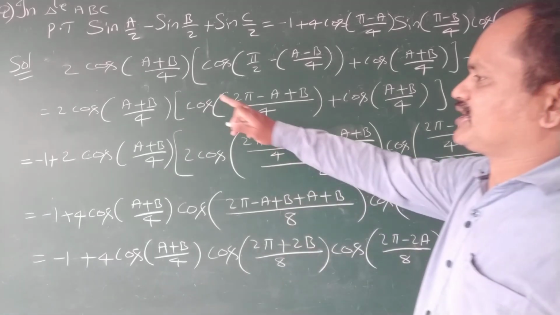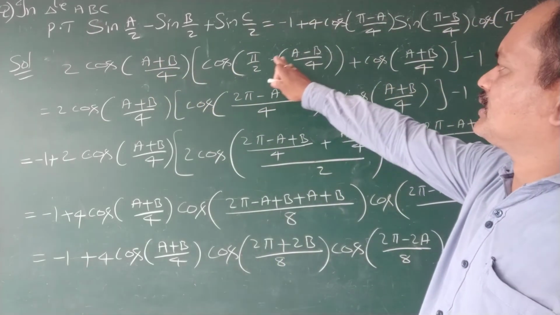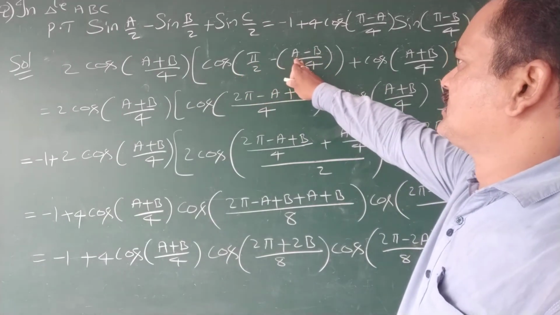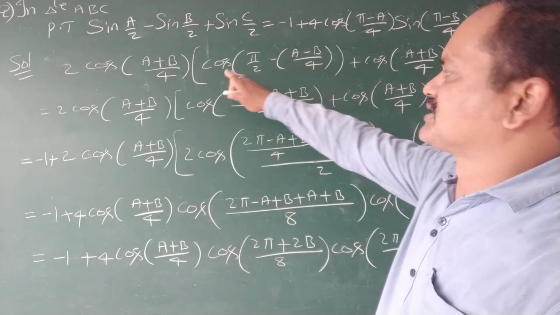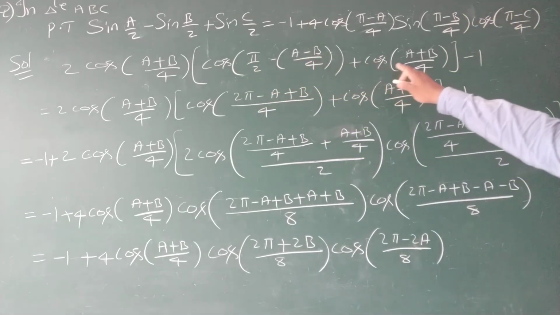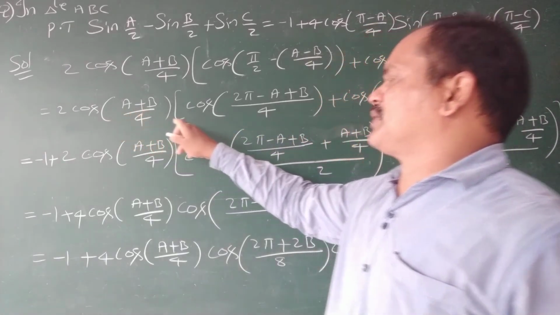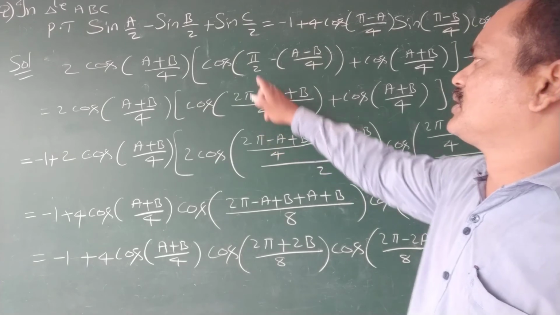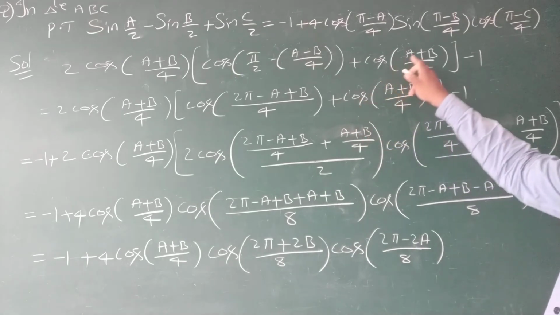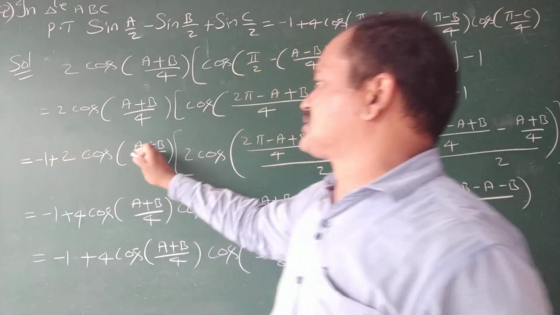Now the next step, that is 2 cos A plus B by 4. Here sin A minus B by 4 can be written in terms of cos, that is cos of pi by 2 minus A minus B by 4, since cos 90 minus theta is sin theta. That's why sin can be written as cos of pi by 2 minus of A minus B by 4 plus cos A plus B by 4 minus 1. Now take LCM 4, here it is 2 pi minus A plus B by 4, and cos A plus B by 4, minus 1.